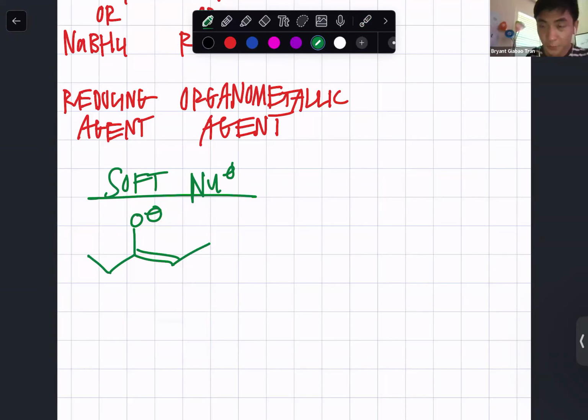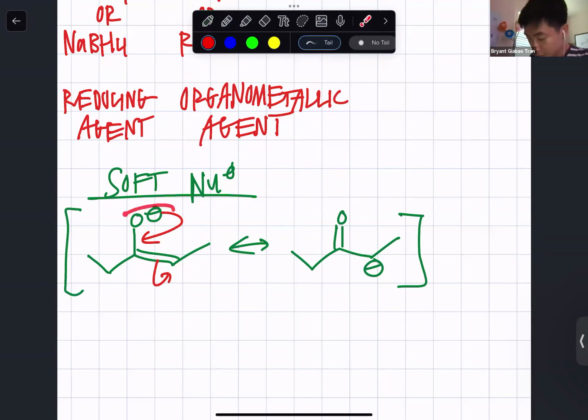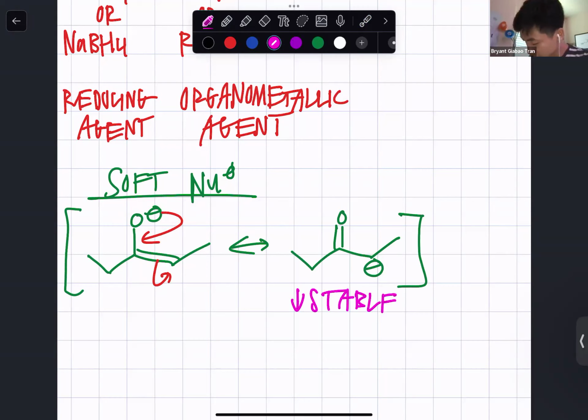Yeah, it's going to be alpha, because when we do resonance, we're going to get this resonance structure where there's going to be a negative charge on the alpha carbon, right? And if we look at the stability of the negative charge here, the negative charge is less stable on the alpha carbon, making it more reactive, more nucleophilic. The negative charge on the oxygen is more stable, making it less nucleophilic, less reactive.